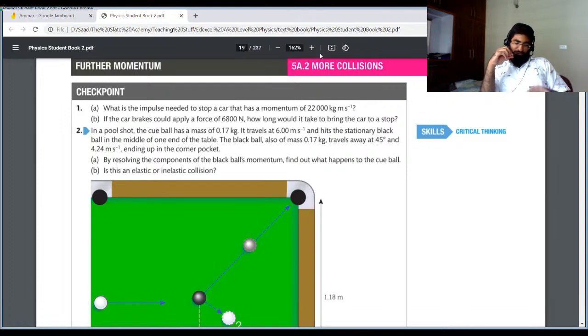If the car brakes could apply force, how long would it take to bring the car to a stop? Car brakes, I think, would be the impulse, right? Yes, if we are applying force for a particular amount of time, then yes, it's impulse. Okay.